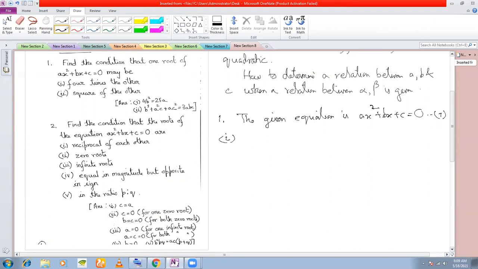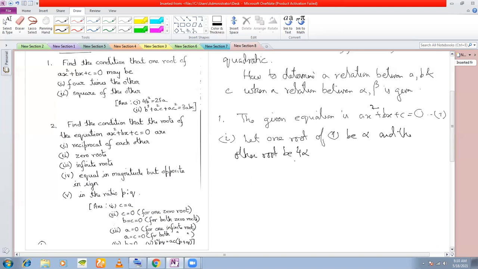Now, first, what is the relation between the roots for the first problem? You see that the relation between the roots is one root is 4 times the other. So we say let one root of 1 be alpha and the other root be 4 alpha, right? If one root is alpha, the other root has to be 4 alpha because the roots are 4 times of each other. Now you need to find out a relation between a, b, and c.